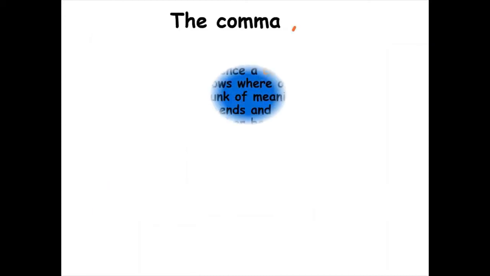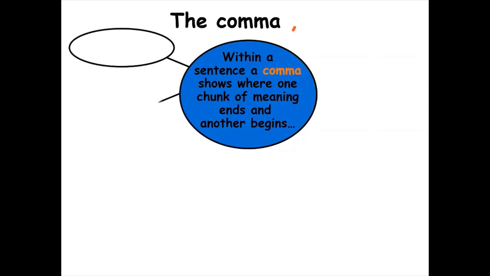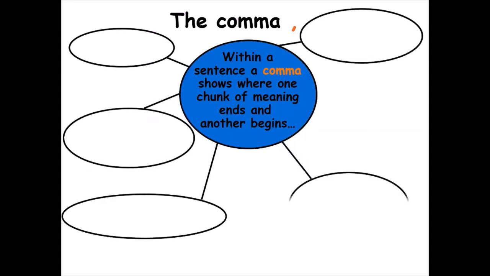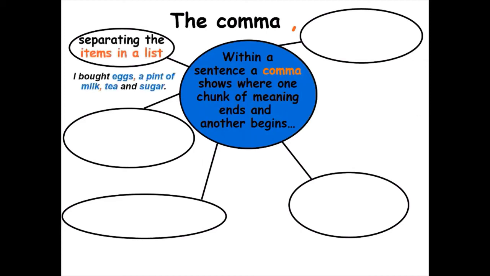Okay, moving on. The comma. Within a sentence, a comma shows where one chunk of meaning ends and another begins. This is what we talked about in the previous slide, where one meaning ends and another meaning starts. Okay, let's see. Separating the items in a list. For example, I bought eggs, a pint of milk, tea, and sugar.